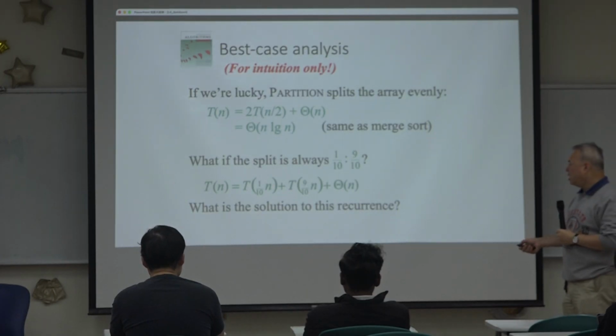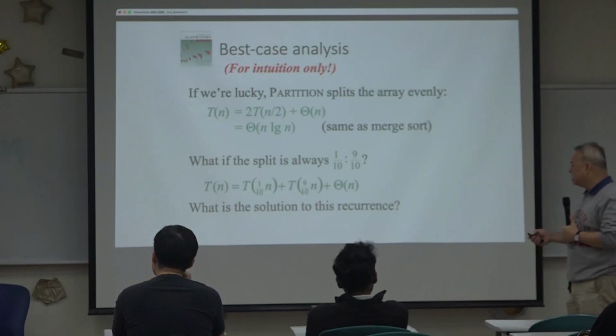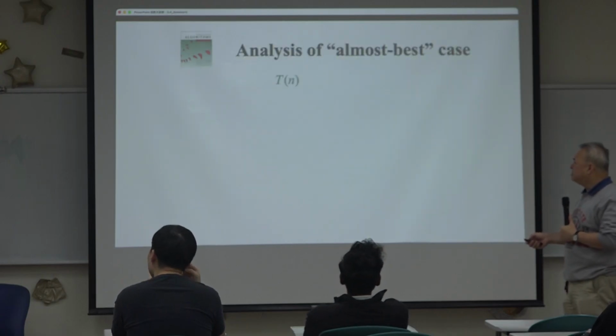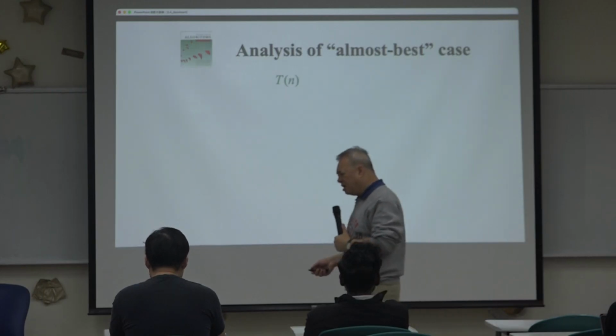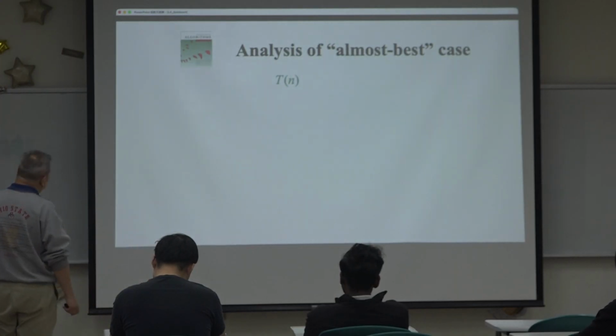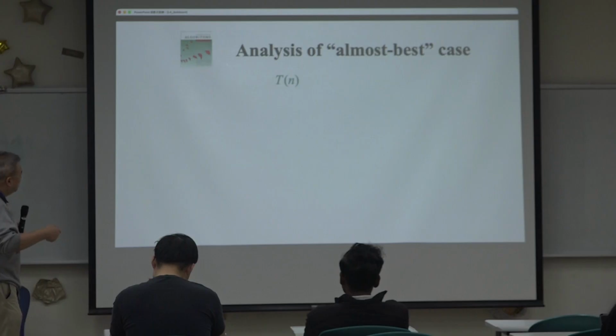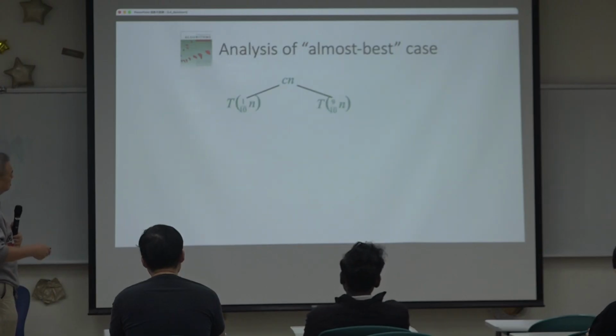So how bad is this? What's the complexity of this recursive formula? It turns out it is actually pretty nice. You cannot use the master theorem on this, since it doesn't fit the master theorem format. But you can still use the recursion tree. So it becomes something like this.